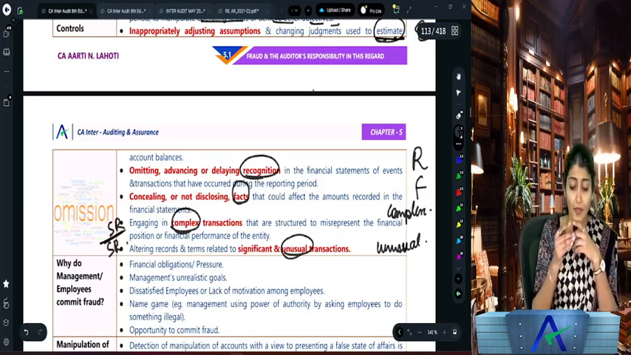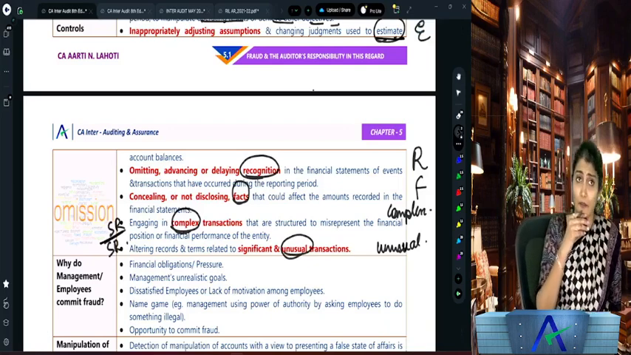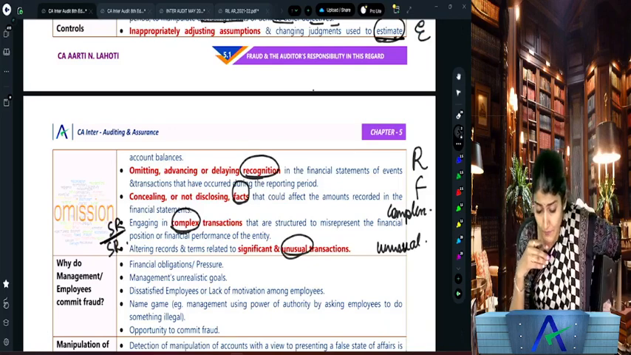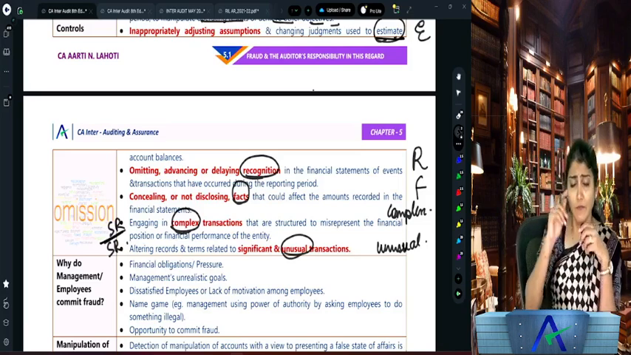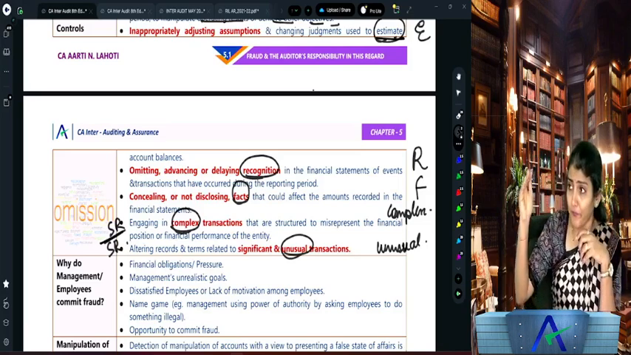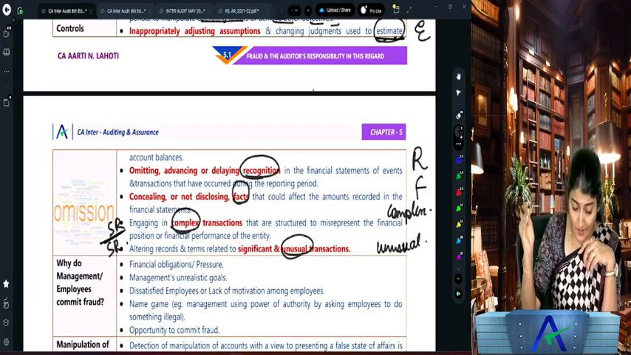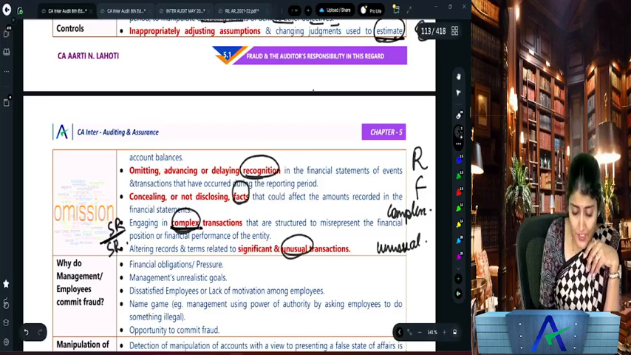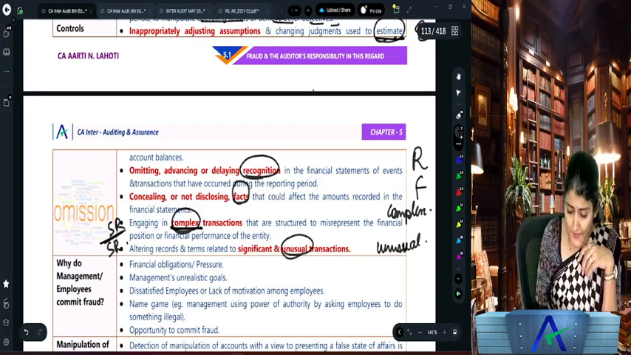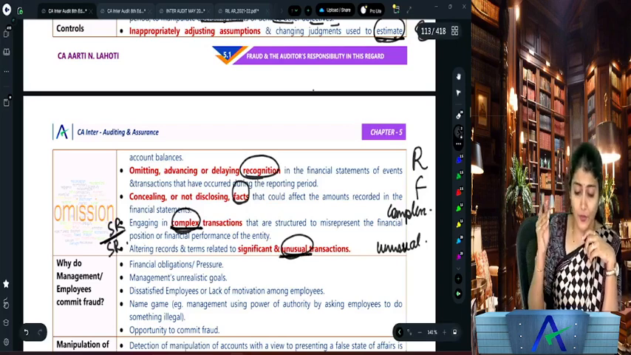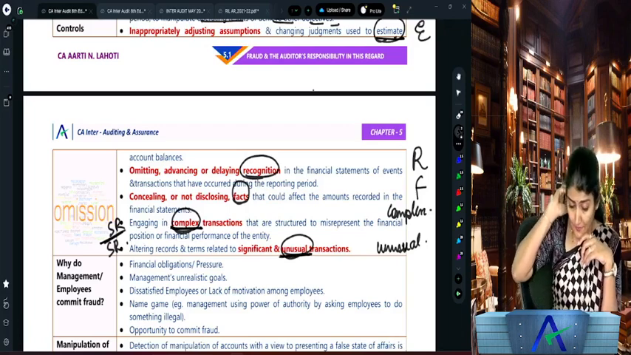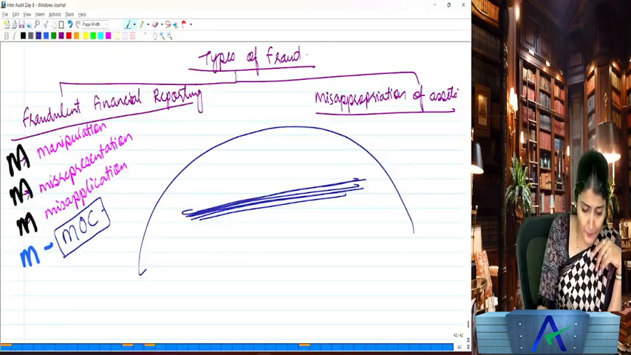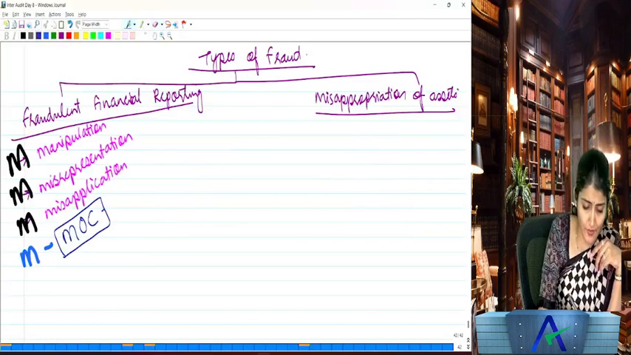Okay, when does an RMM become a significant risk? When does an RMM become a significant risk? SR. Right? When the company is engaging in complex transactions, when the company is entering into unusual transactions. Okay. So what does it say? Management override of the controls.